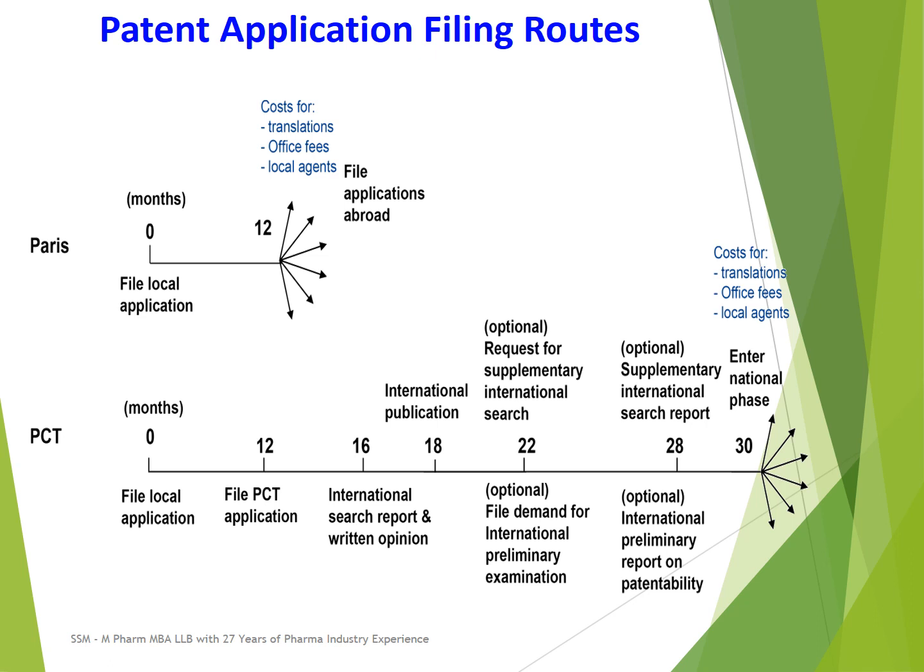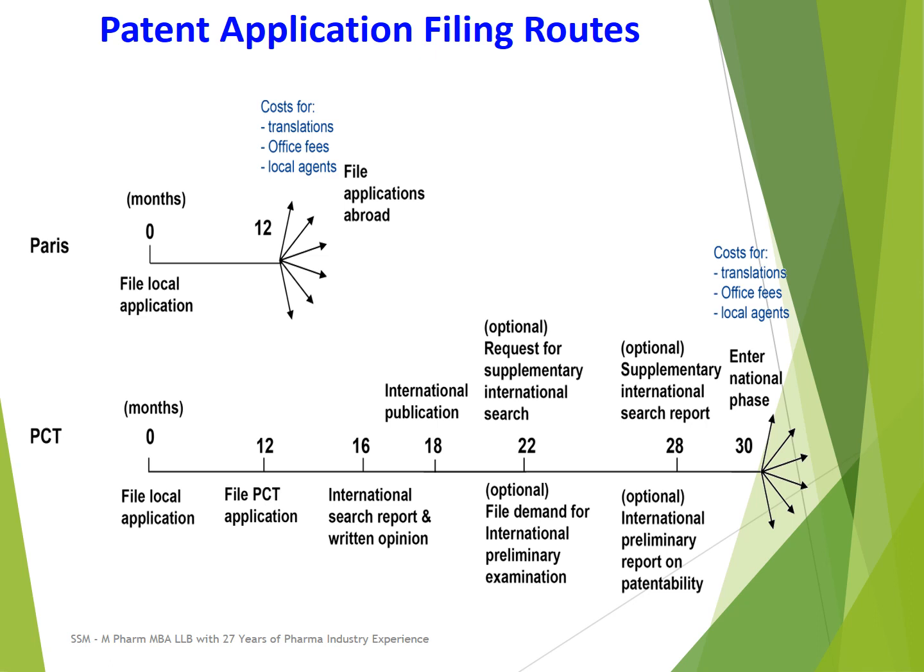So this slide shows you the two routes, the Paris Convention route and the PCT route. So you can see in this slide, very easy explanation. At time 0 you file the local application, and within 12 months of this local application you can file applications abroad. So you get 12 months to file applications abroad. In the direct route you are not getting any time. In the direct route you have to file the application on the same day, but through the Paris Convention route you can file applications abroad 12 months from the local application filing date.